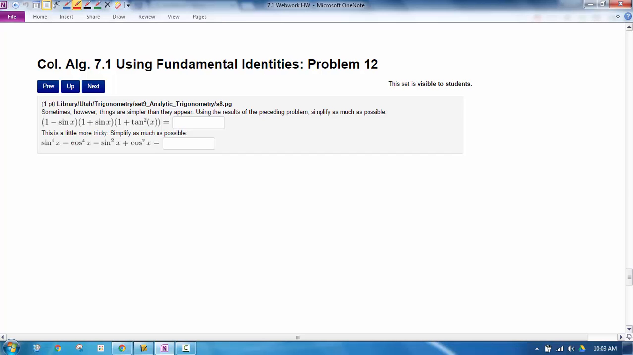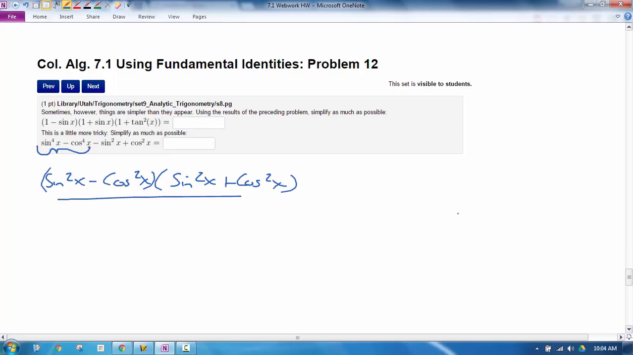Okay, so then the next problem here, I'm going to do cosine squared of x. And I know this is really tricky. Whoops, I'm sorry, that's sine first. So we have sine squared of x minus cosine squared of x times sine squared of x plus cosine squared of x. So all I did was take these first two things here that were to the fourth, and I recognized that that was a pattern of difference of two squares. And I rewrote it like this.